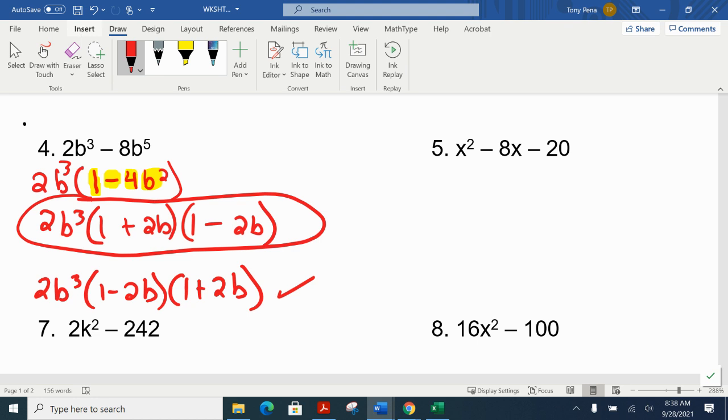Okay, follow that, hopefully. Okay, 5 should be easier. Try number 5. So trinomial, look at what our list says at the top of the paper. How do we handle trinomials? And we're just going to go through those steps.